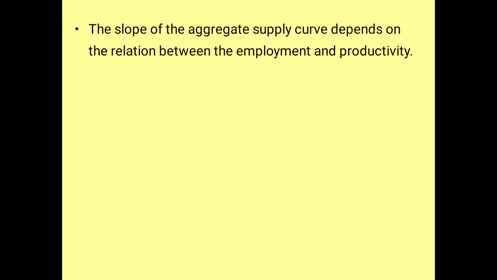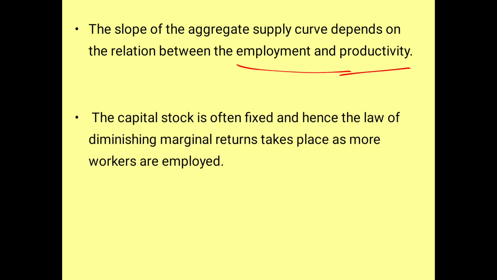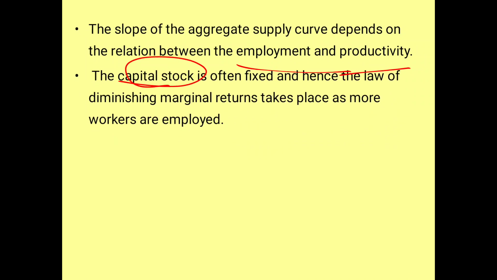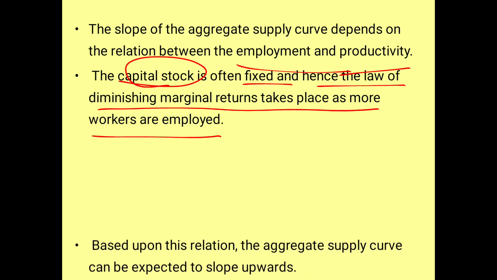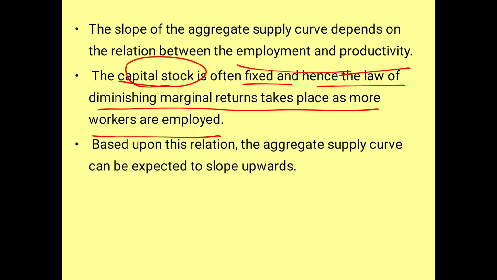So, the slope of the aggregate supply curve depends on the relationship between employment and productivity or production. Now, what do you mean by capital stock? It is often fixed, and hence the law of diminishing marginal return takes place as more workers are employed. So according to the need, we are supposed to employ people, otherwise we will get diminishing returns. Diminishing means, day by day, the production will start decreasing. So based upon this relation, the aggregate supply curve can be expected to slope upwards.